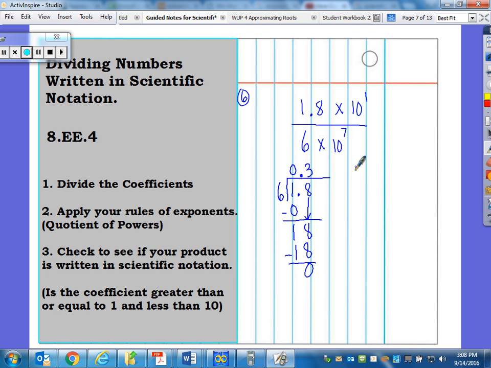We now divide our powers of 10. We keep the base and subtract the exponents, giving us 10 to the negative 6. We now have 0.3 times 10 to the negative 6. We check to see if our number is written in scientific notation by seeing if our coefficient is greater than or equal to 1, but less than 10. It is not. We must move the decimal one place to the right. We now create 3 times 10 to the negative 7.